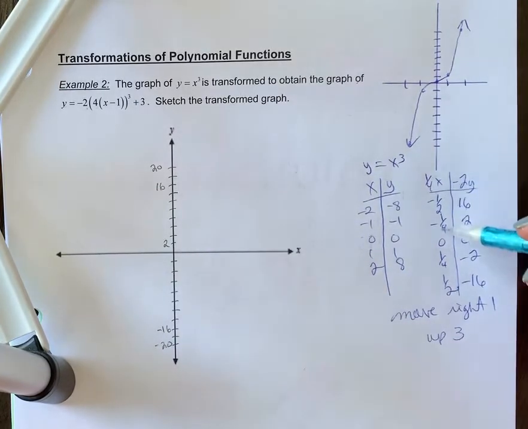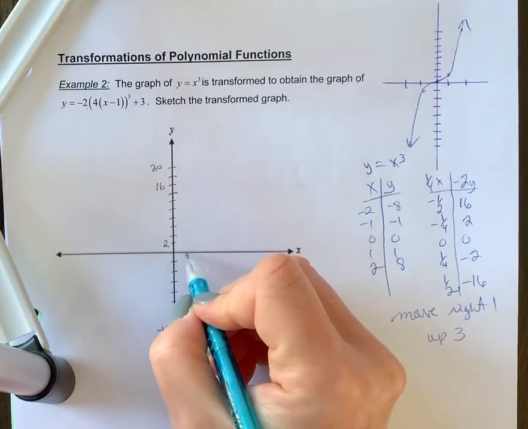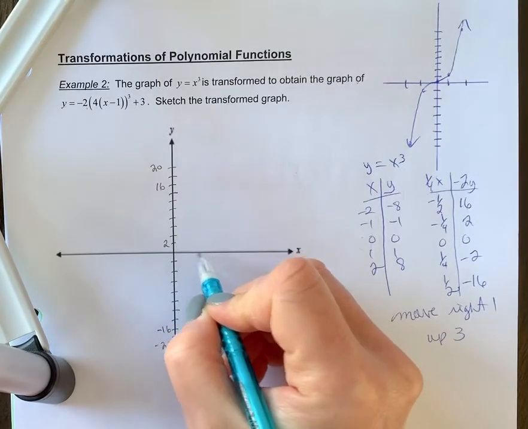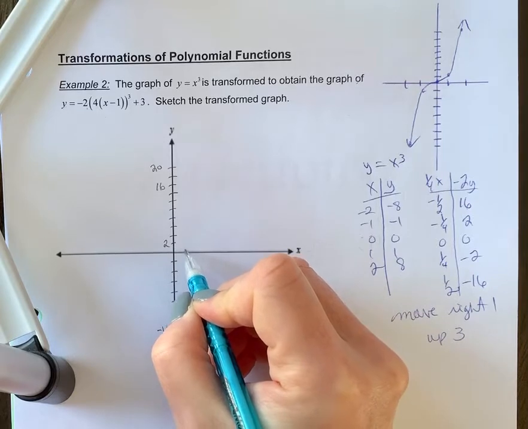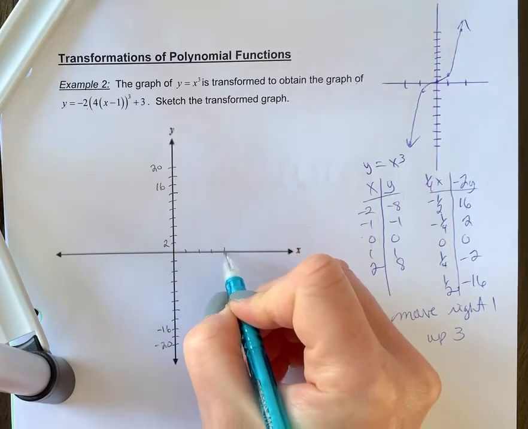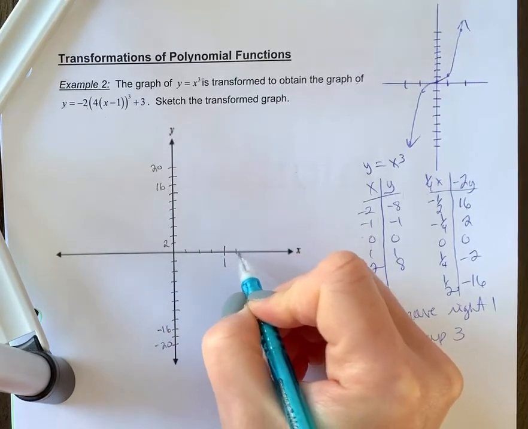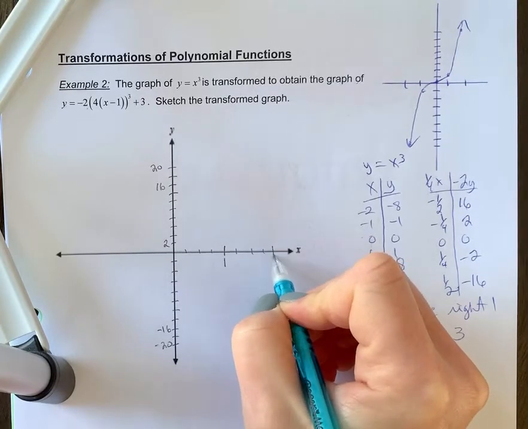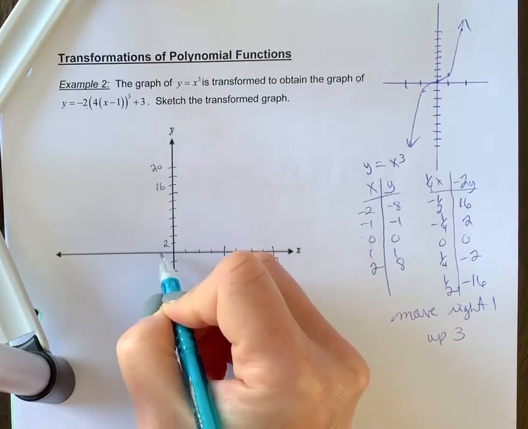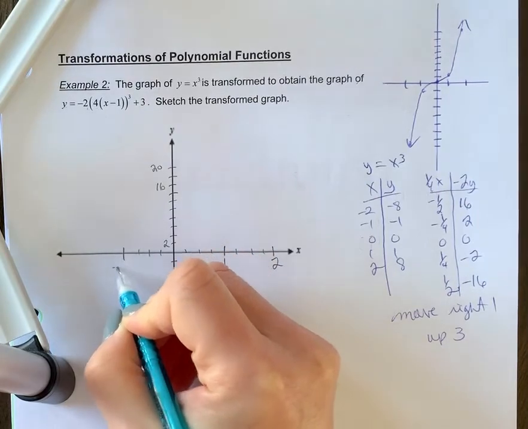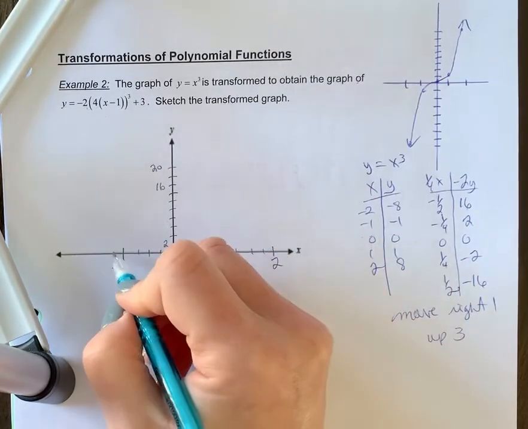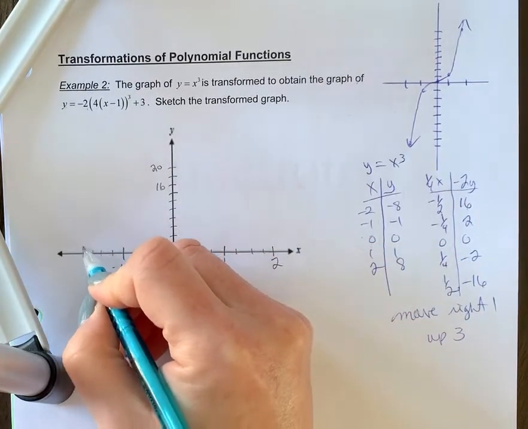My x values, I've got a lot of fractions here. So rather than having small grid paper, I'm going to actually space this out and divide this into 4. So I'll put my 1 there and my 2 there. -1, -2.